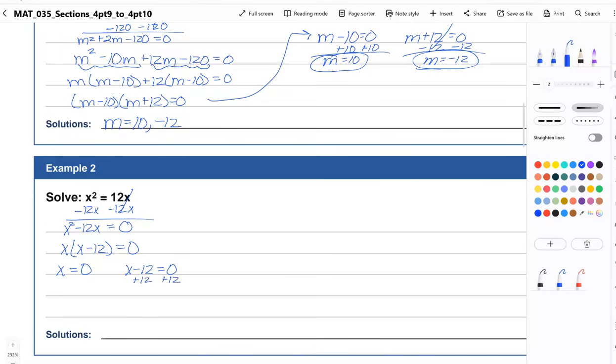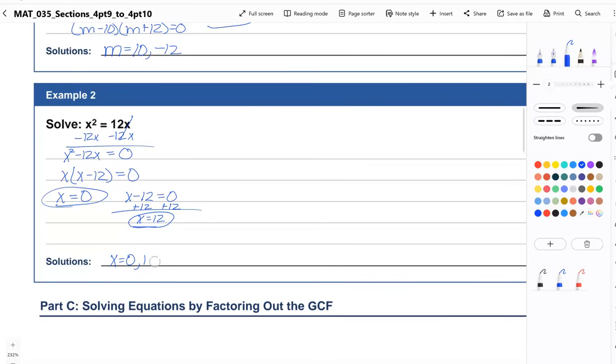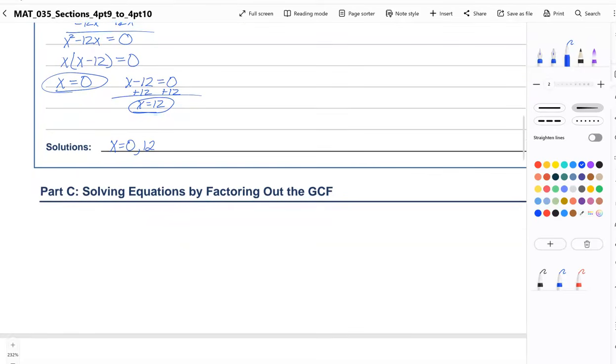We're going to add 12 to both sides for that one to solve. So we're going to get 12 for one answer, but we're also going to have 0 for the other one, and that comes from that greatest common factor that got factored out. So we're going to have two answers. It's going to be 0 and 12. So the one warning I want to give you here is that a lot of people forget to set that greatest common factor of x equal to 0. Don't forget that. That's an answer also.